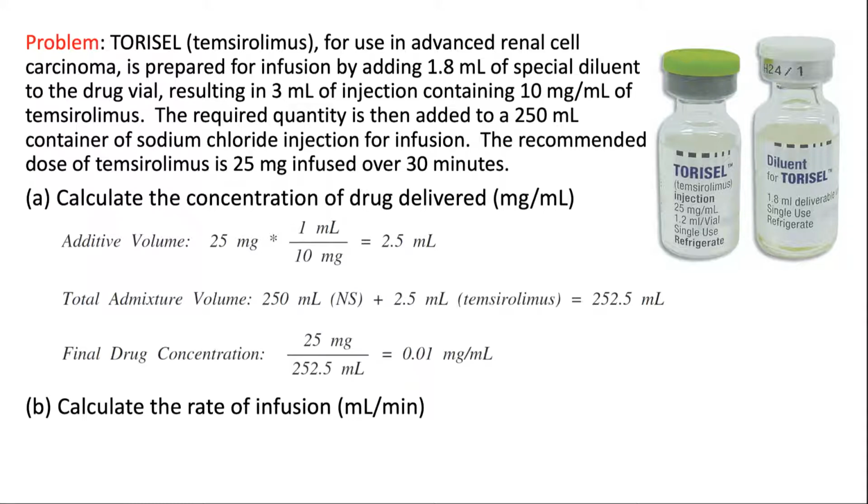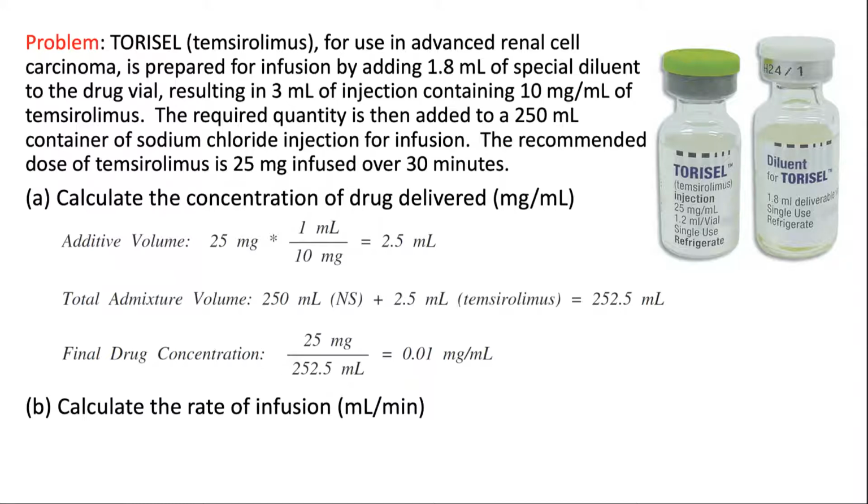So the final answer to this question, to calculate the drug concentration, is to take the weight of the drug, which was 25 milligrams, and divide it by the total volume, which we said was 252.5. So if you do that math and rounding a little bit, you would get 0.01 milligrams per mil. So in the end, that's the concentration of the fluid I'm going to be administering to this patient, is a bag that has this drug at a concentration of 0.01 milligrams per milliliter.